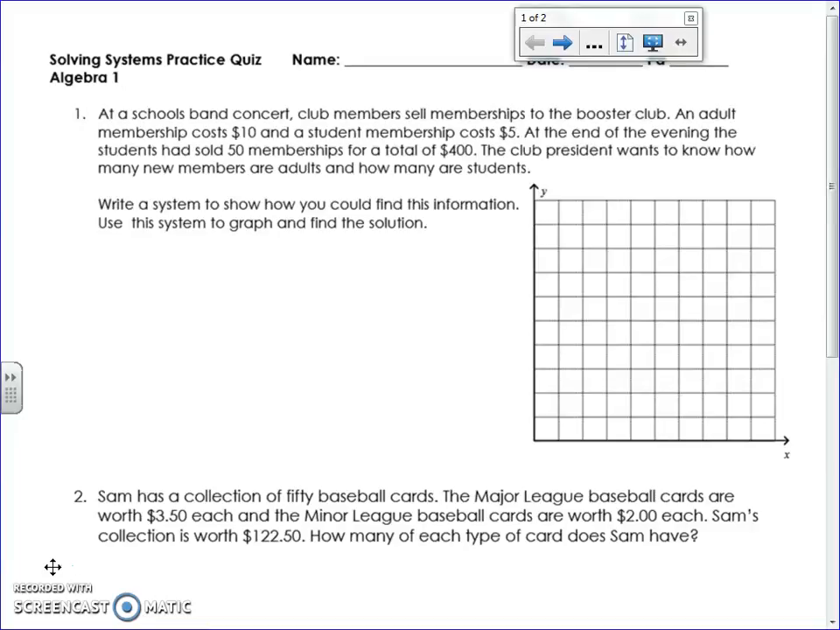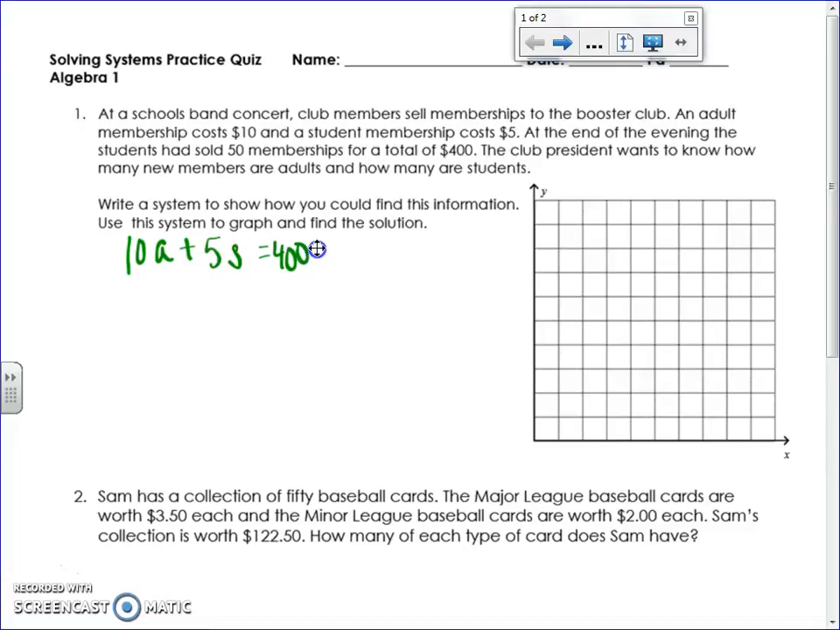Number 1, it says, at a school band's concert, club members sell memberships to the Booster Club. An adult membership costs $10, so $10 for an adult membership. And a student membership costs $5, so $5 for a student. I'm going to use S for students. At the end of the evening, the students sold 50 memberships for a total of $400. So this is going to equal $400.